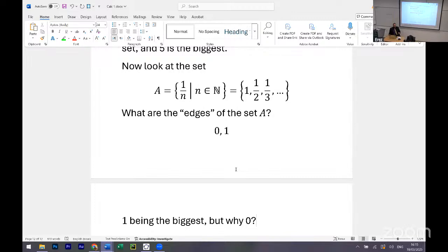I mean, you never said that the edge should be part of the set. But why do you say 0 is the edge? These are all circumstantial evidence that you give me, but why 0? Why not pi? And why not -100, right? What is so special about 0?